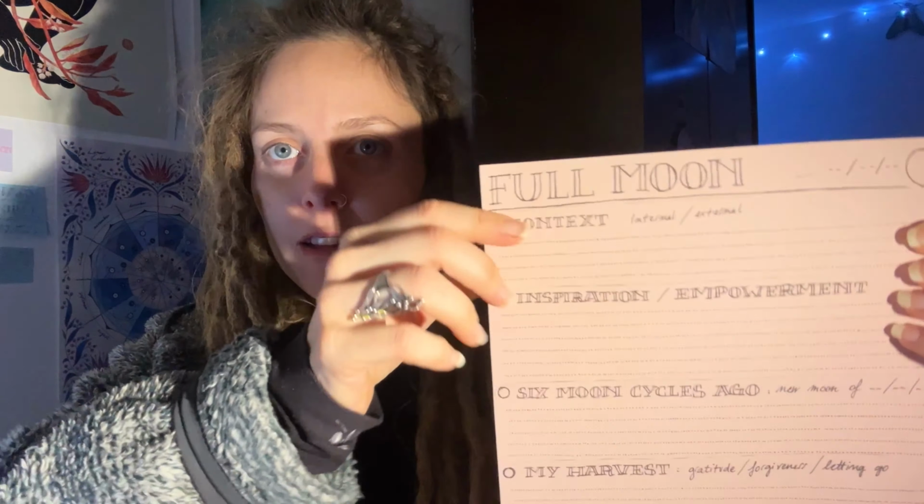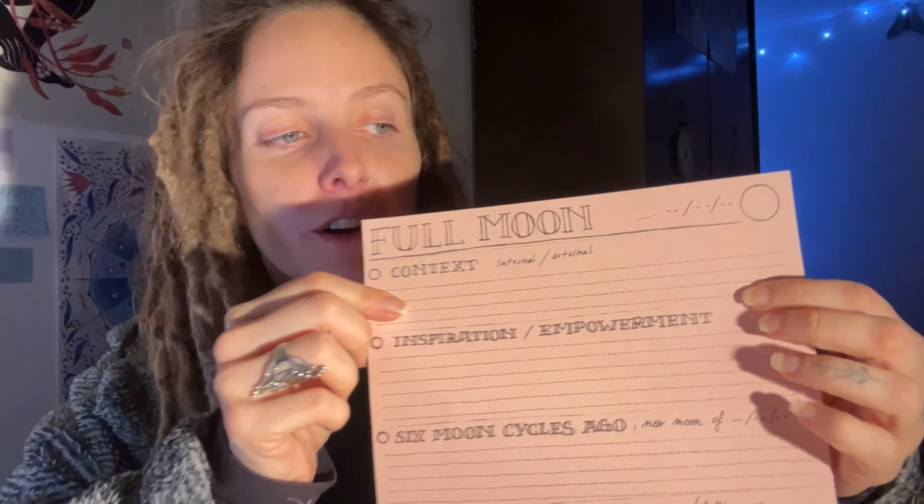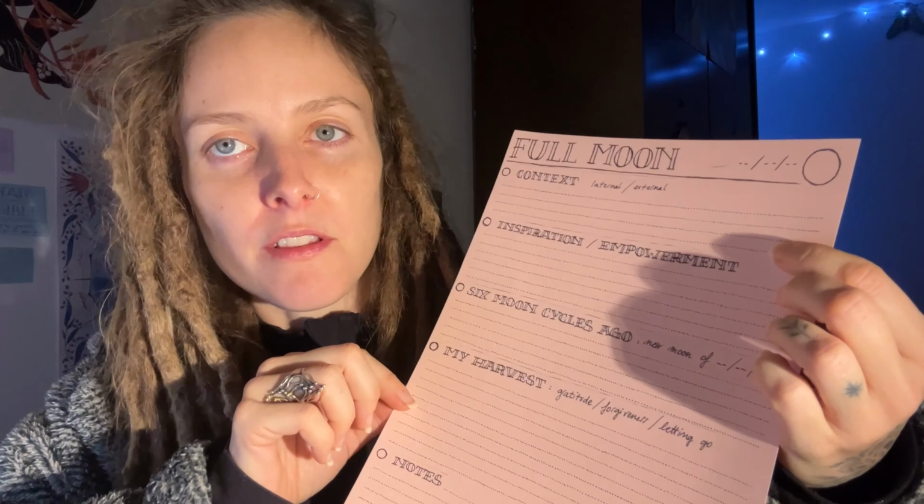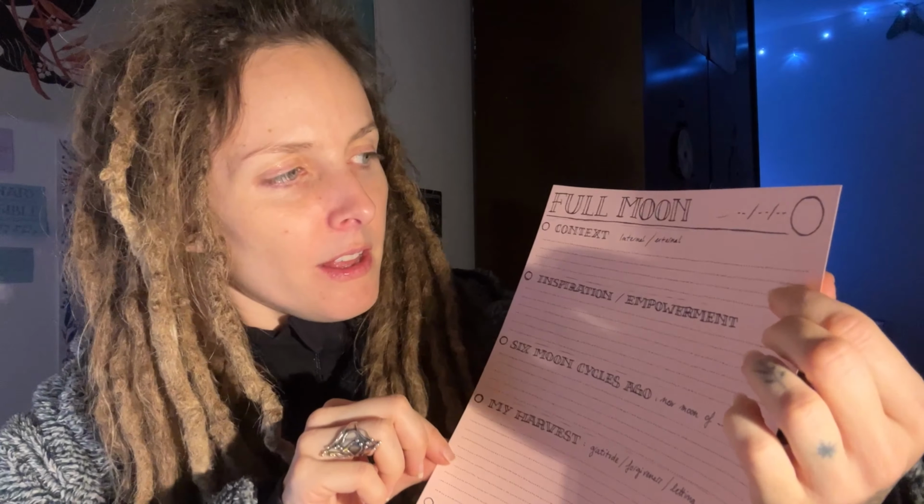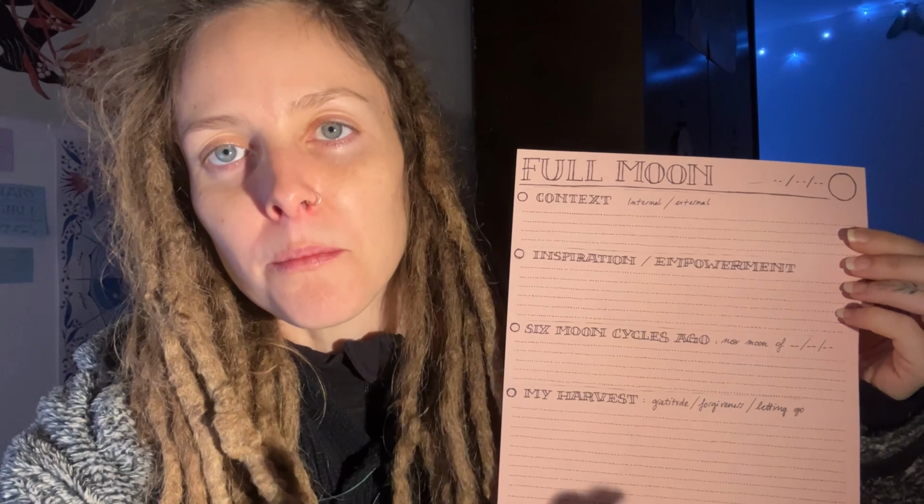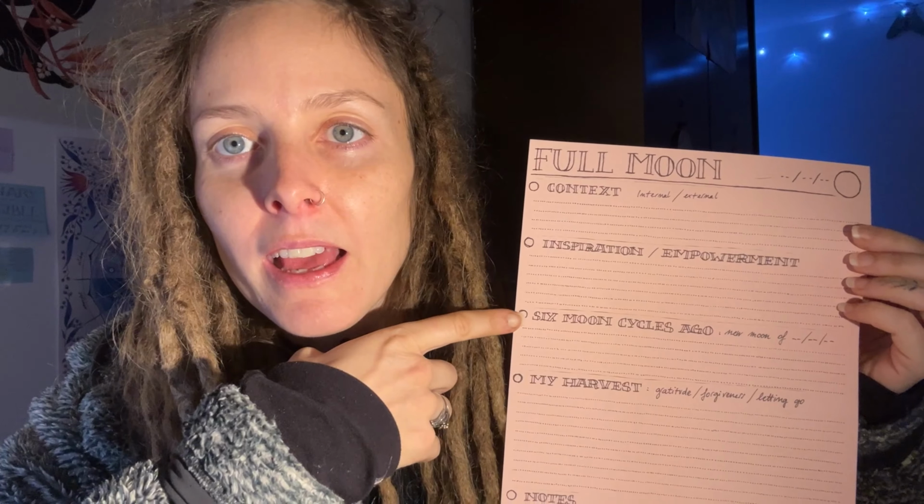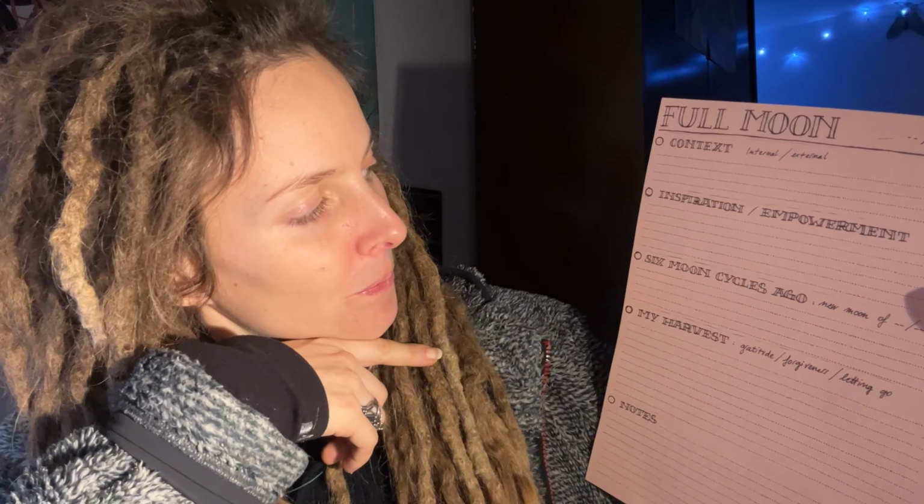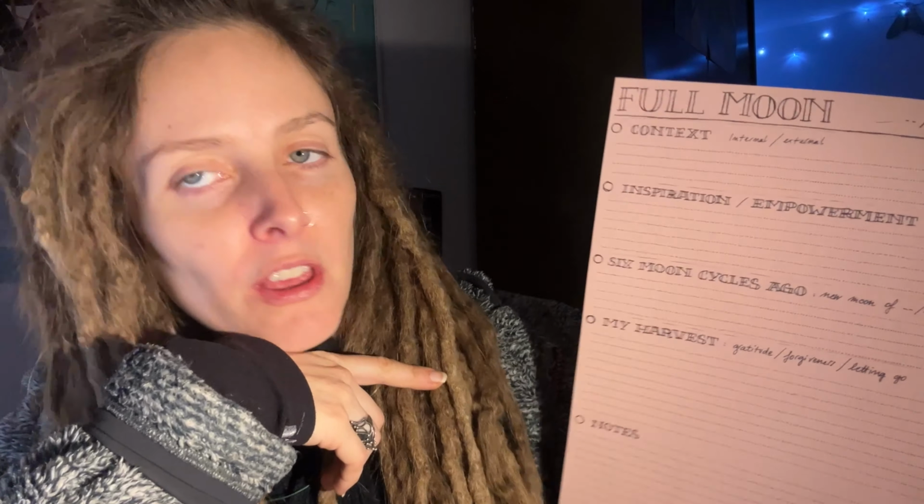And then for the full moon, this also has the date up here, obviously for the date of this full moon. So it starts in the same way, the context, so what's happening in my life right now, inspiration and empowerment, so quotes and things like that. And then this is the 6 moon cycles ago. So what new moon was then, and I check my moon journal. What was I focusing on back then?